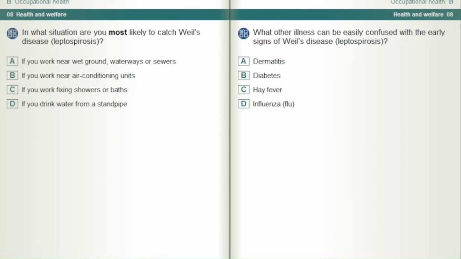What other illness can be easily confused with the early signs of Weil's disease, Leptospirosis? Dermatitis, diabetes, hay fever, influenza, flu.